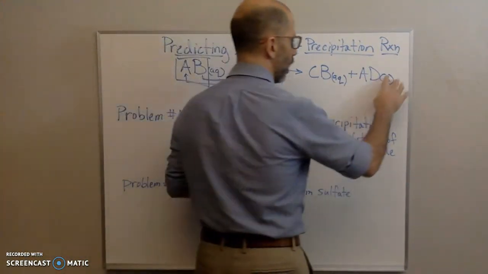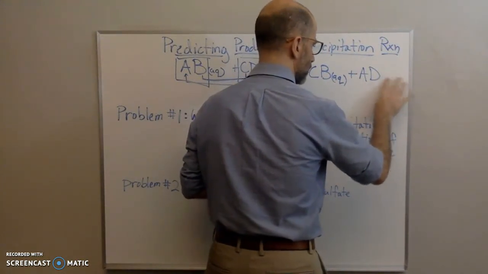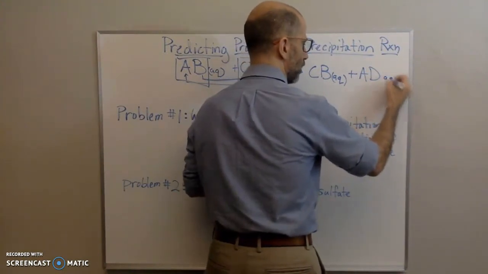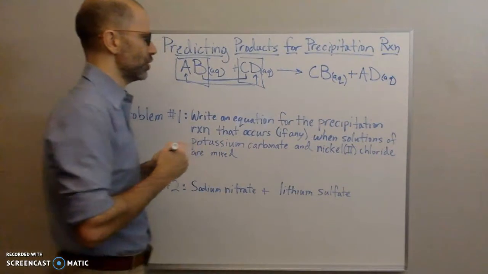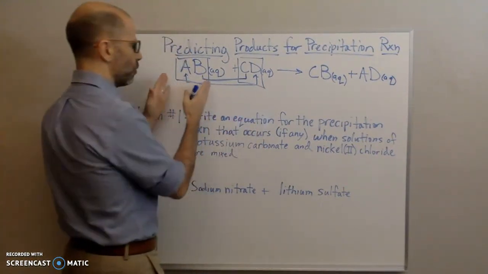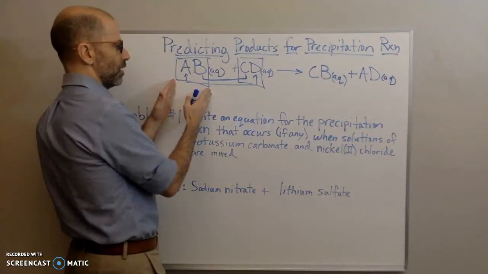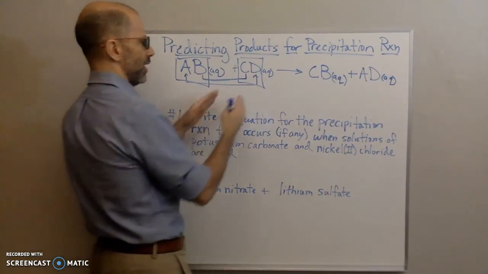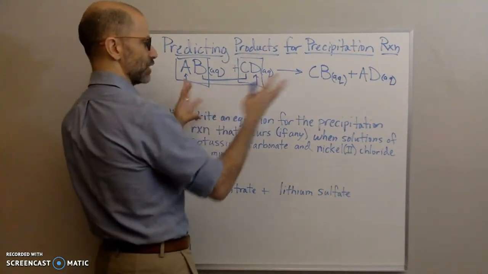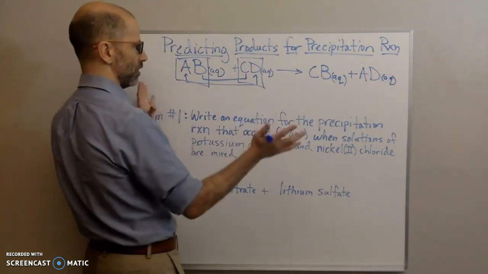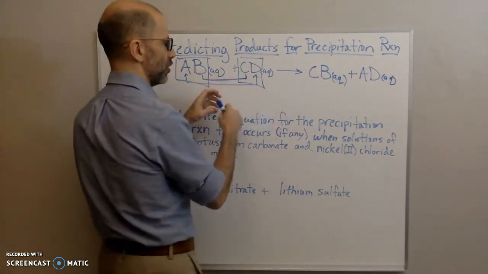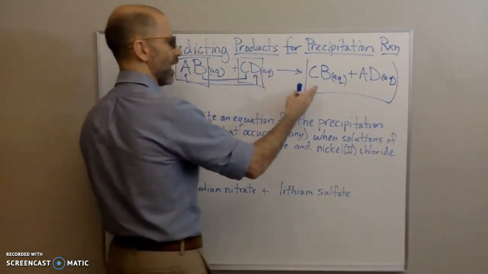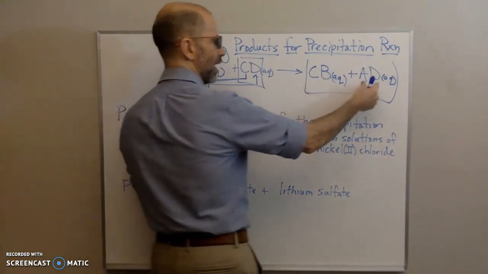What if I look on my solubility chart and AD is also soluble, meaning it is aqueous, so they're just floating around in solution. So in this case, I have this beaker of AB solution with A and B ions floating around separately, and in this beaker I have C and D ions floating around separately, they're not really doing anything, and then I mix them together into one large beaker, right? So here's my large beaker. And so now I have C and B aqueous and A and D aqueous.